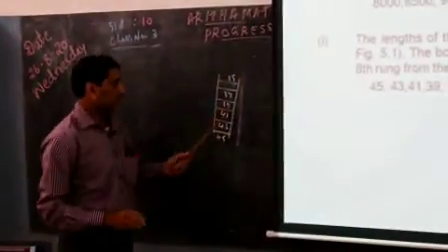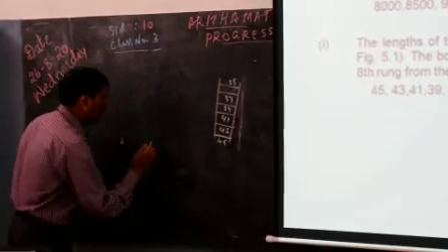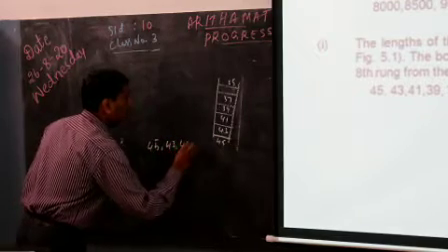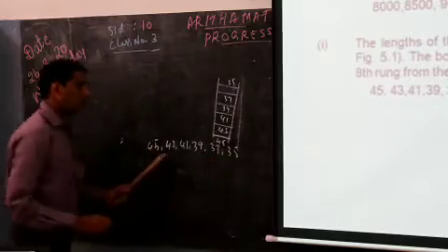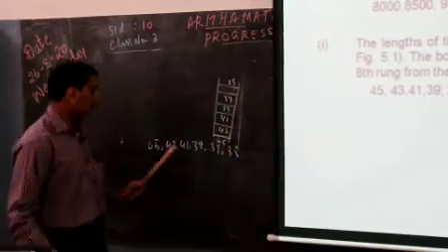This diagram is given in the textbook. See, 45, how is it? If you write this in the form of a progression: 45, 43, 41, 39, 37, 35. These are the terms of the progression. If you write the terms of this example as a progression, you will get it like this.